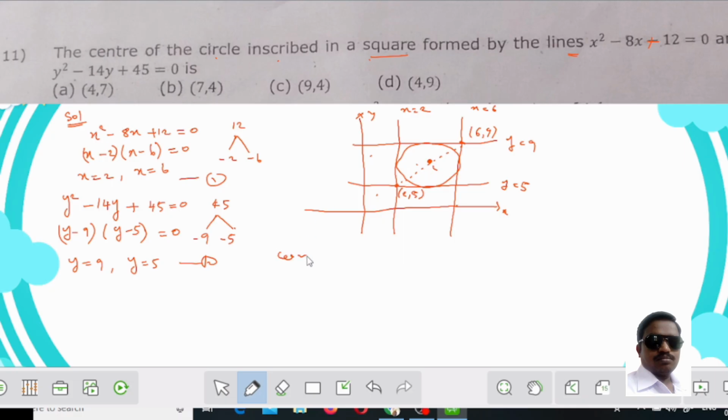So the center equals the midpoint formula we know very well: x1 plus x2 by 2 comma y1 plus y2 by 2. You may consider this as x1 y1 or that as x1 y1. So x1 is 6, x2 is 2. So 6 plus 2 by 2 comma 9 plus 5 by 2. That means 8 by 2 comma 14 by 2. So the center will be 4 comma 7. 4 comma 7 is option A. This is the right answer.